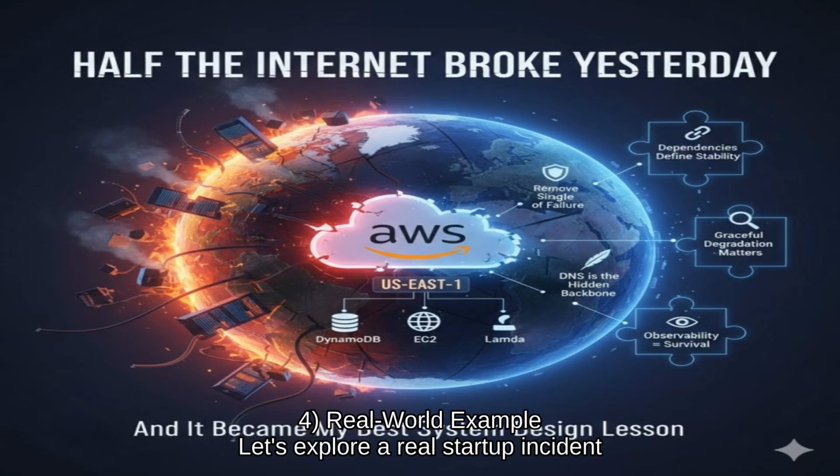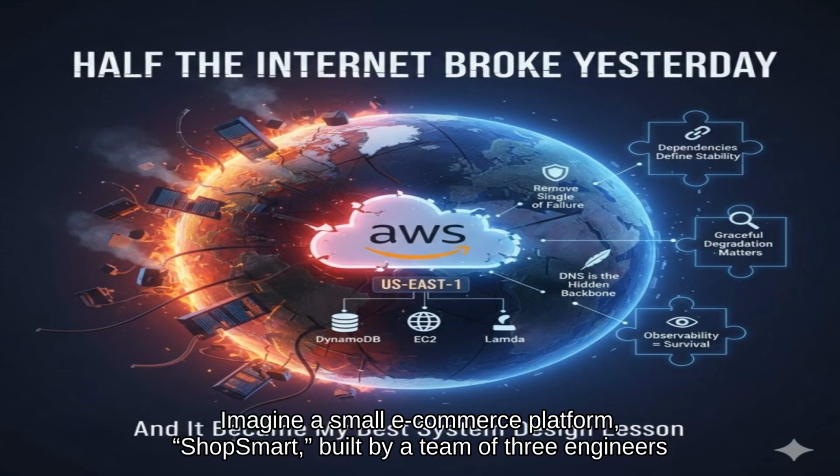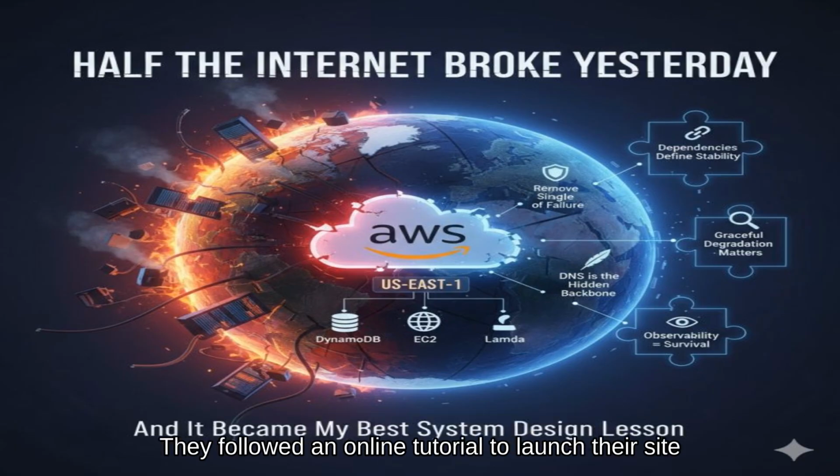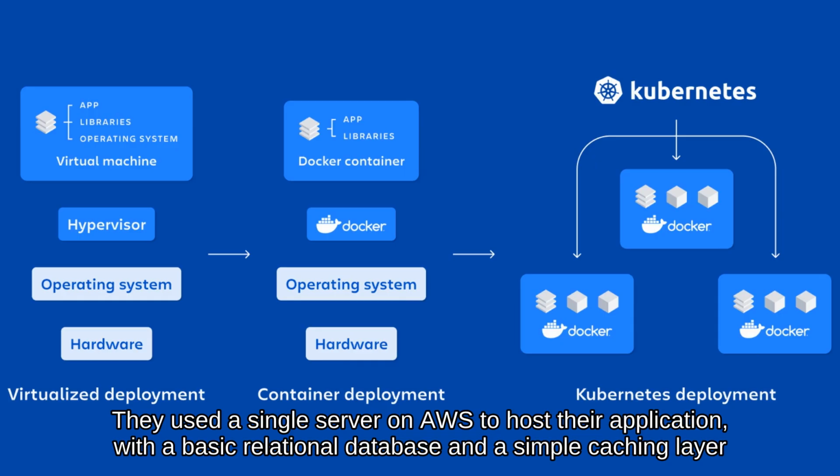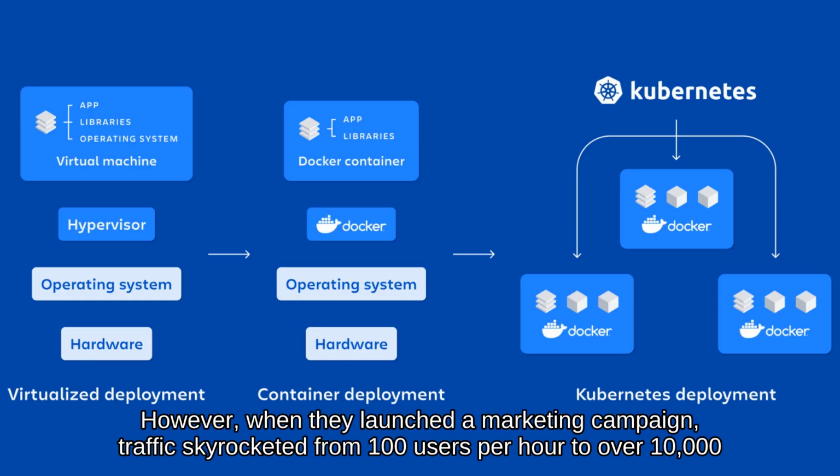Real-world example. Let's explore a real startup incident. Imagine a small e-commerce platform, ShopSmart, built by a team of 3 engineers. They followed an online tutorial to launch their site. Initially, everything worked perfectly. They used a single server on AWS to host their application, with a basic relational database and a simple caching layer.